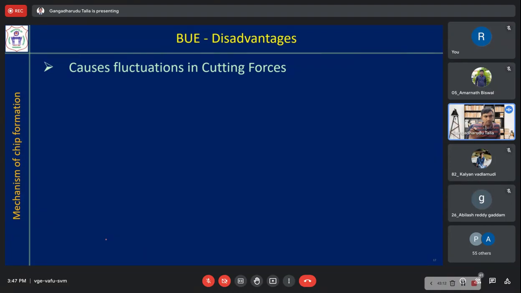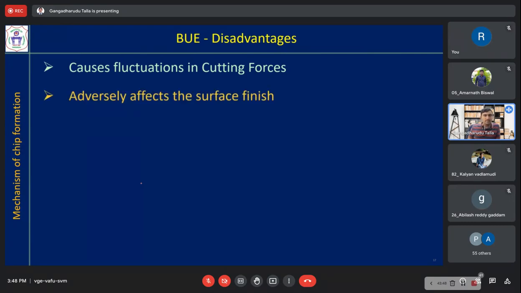Earlier you are trying to remove T2 thickness, now only T1, when the built-up edge is not there. With the built-up edge, it is T2. Thickness is varying, so once the built-up edge is removed, suddenly the force is changing. So there is fluctuation in cutting force, which is not desirable. It can lead to vibrations and chatter, and finally fatigue force comes onto the cutting tool, which will weaken the cutting tool and it will break later.